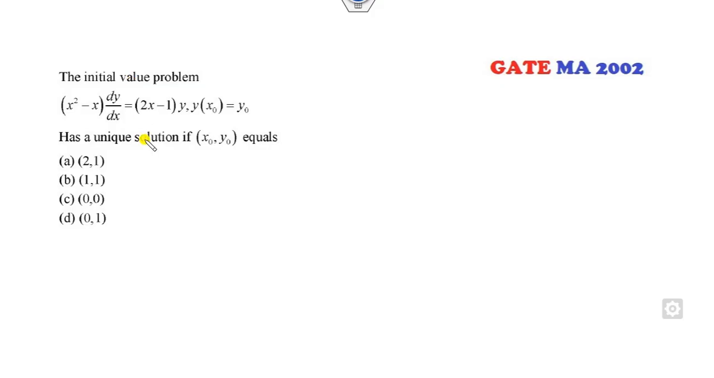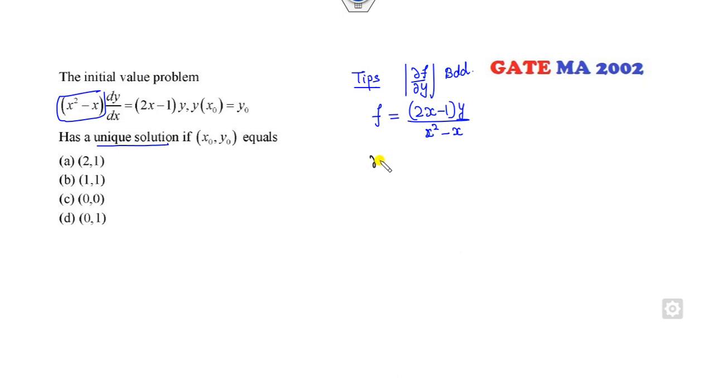Okay, the initial value problem has a unique solution. What I told you, when will it have a unique solution? If you prove that this is bounded. So if you compare them, what will be your f? f will be (2x minus 1) y over x square minus x. Make sure the coefficient of y dash should be 1. Now can you find the value of this? The value will be (2x minus 1) over x square minus x.